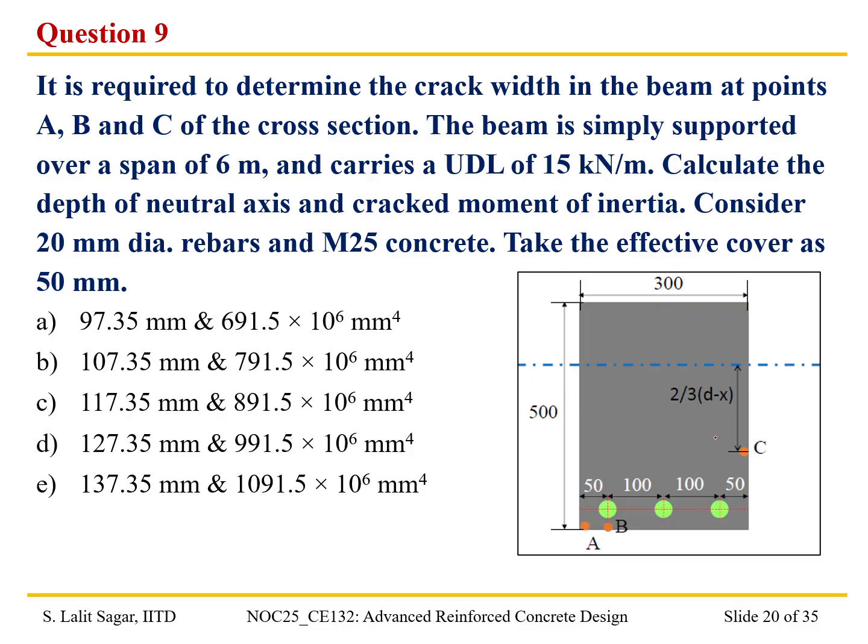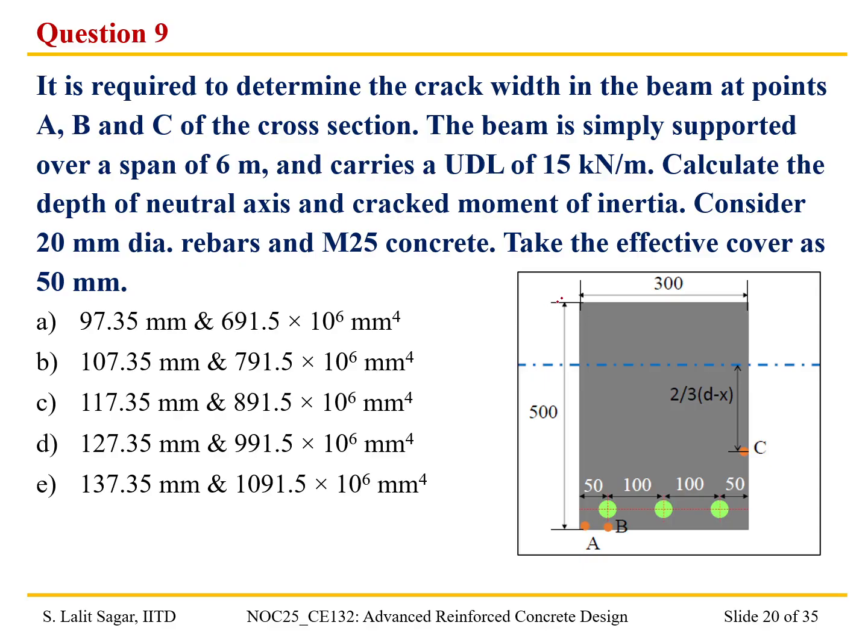Consider that the beam is simply supported over a span of 6 meters. It carries a UDL of 15 kN per meter. Calculate the depth of the neutral axis and crack moment of inertia. Consider that these rebars are of 20 mm diameter and the concrete used is M25, and take the effective cover as 50 mm. So the first thing for us is to determine the depth of the neutral axis and the crack moment of inertia. Let us proceed to do that now.